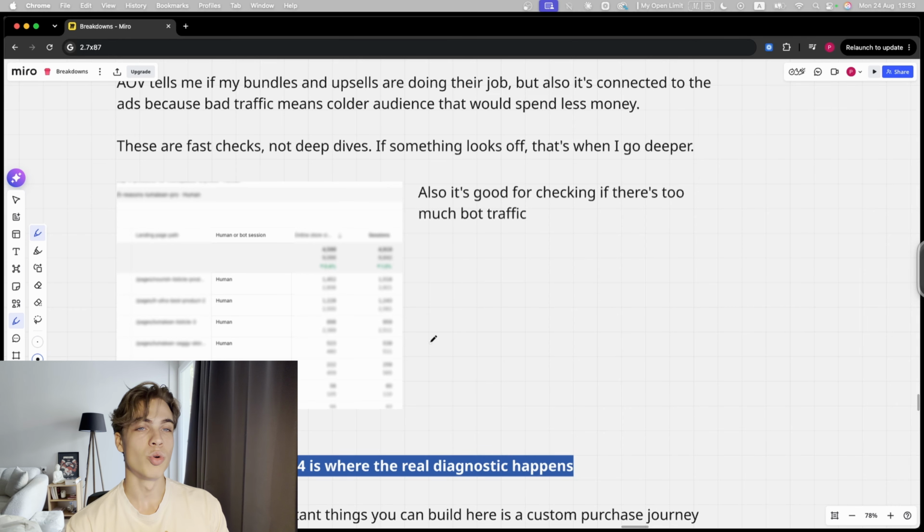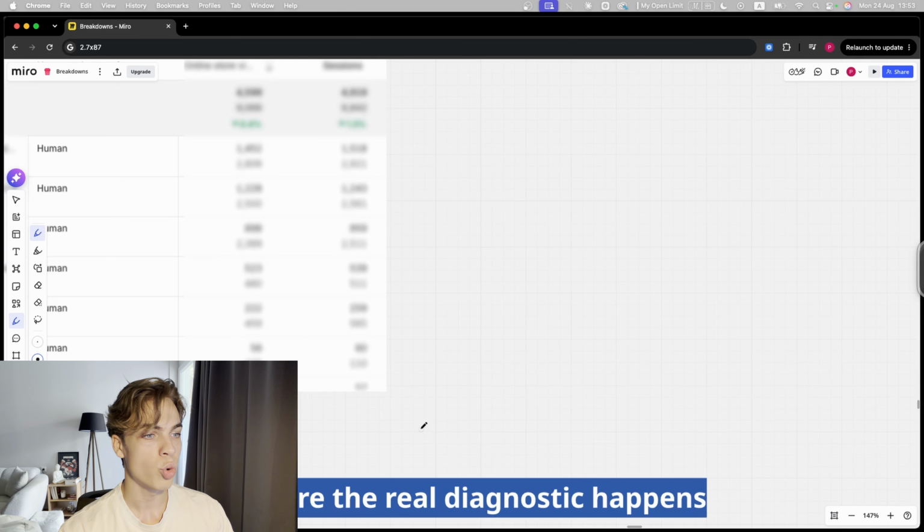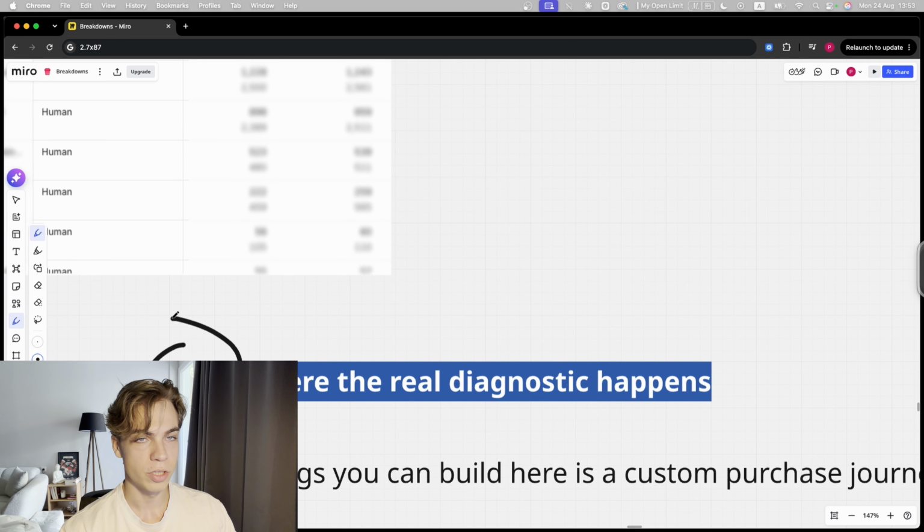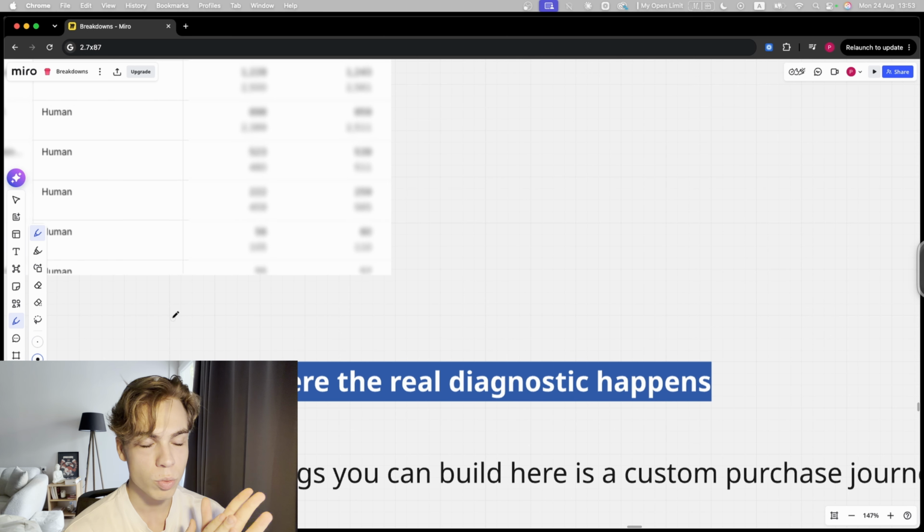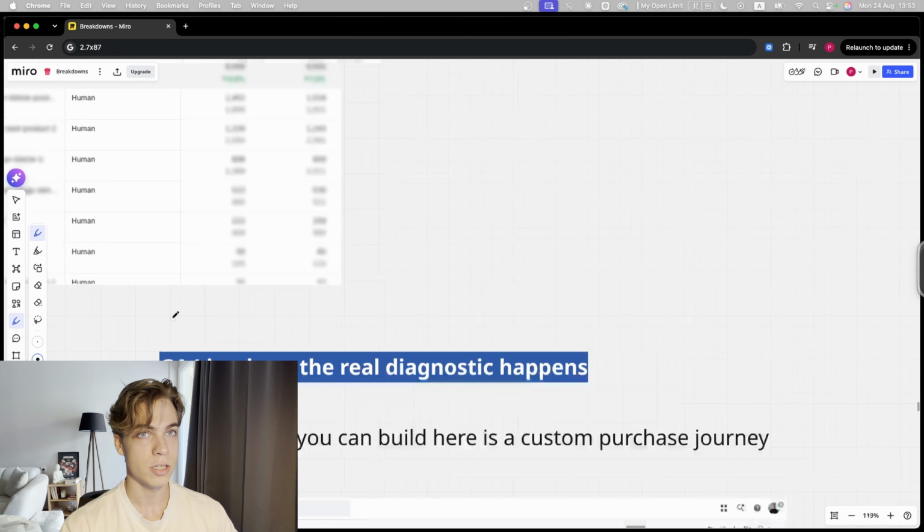But now, Google Analytics is where the real diagnostic actually happens. So if you don't have Google Analytics, then just go and install it. Honestly, go and install it, leave it for, I don't know, 2 weeks, 3 weeks, even a month, and then you're going to get some real data and some real insights from there.